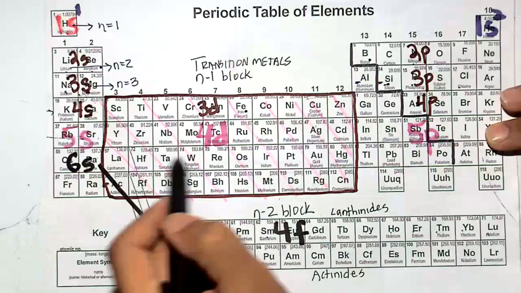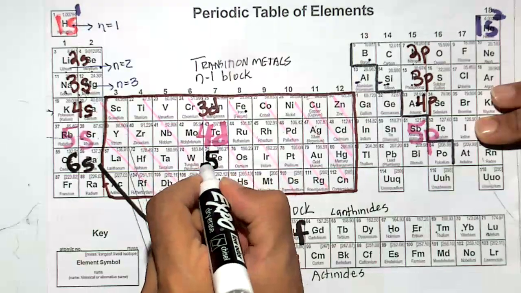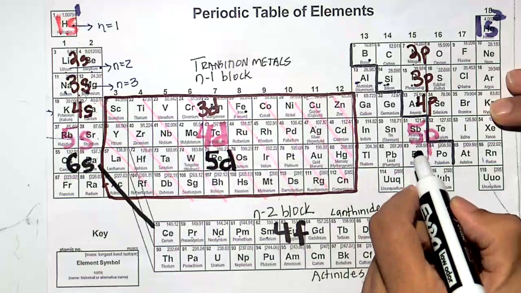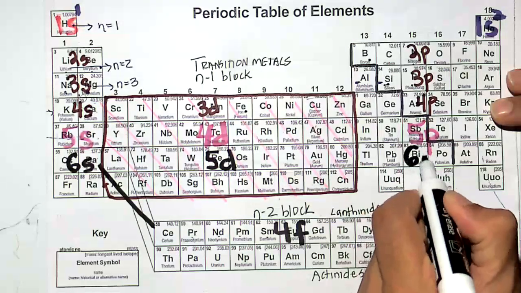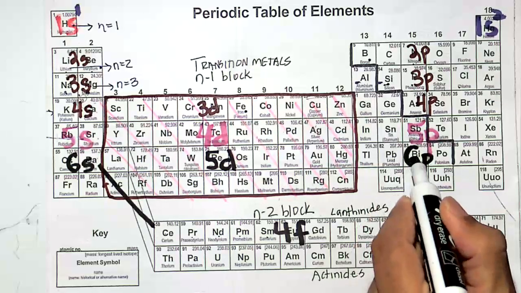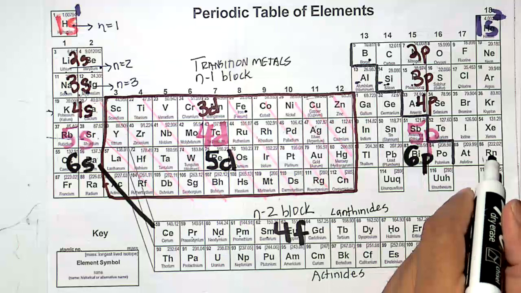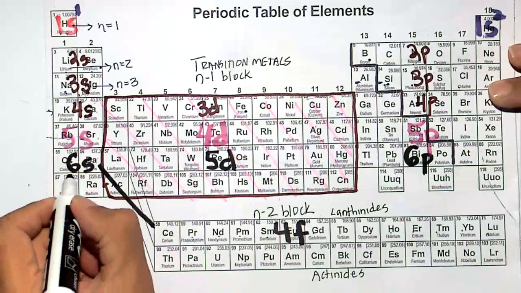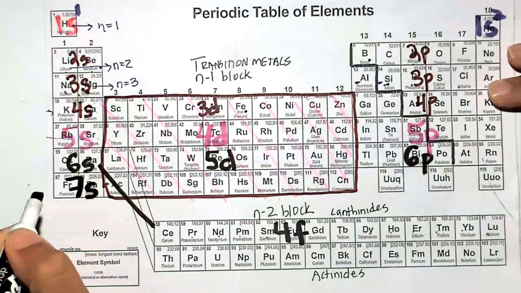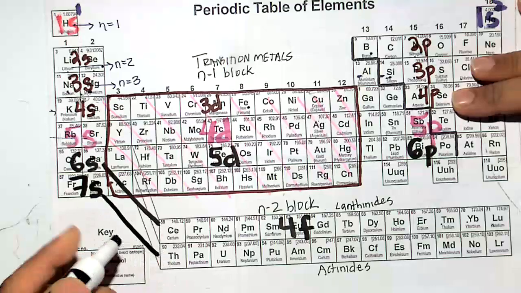After 4f14, where will it go? Okay, very good, Gerardo. 5d. After 5d, where will it go? 6p. 6p1, 6p2, 6p3, 6p4, 6p5, 6p6. This is a filled n equals 6 shell. After 6p, where will it go? Down to 7s. After 7s, where will the electron start filling?